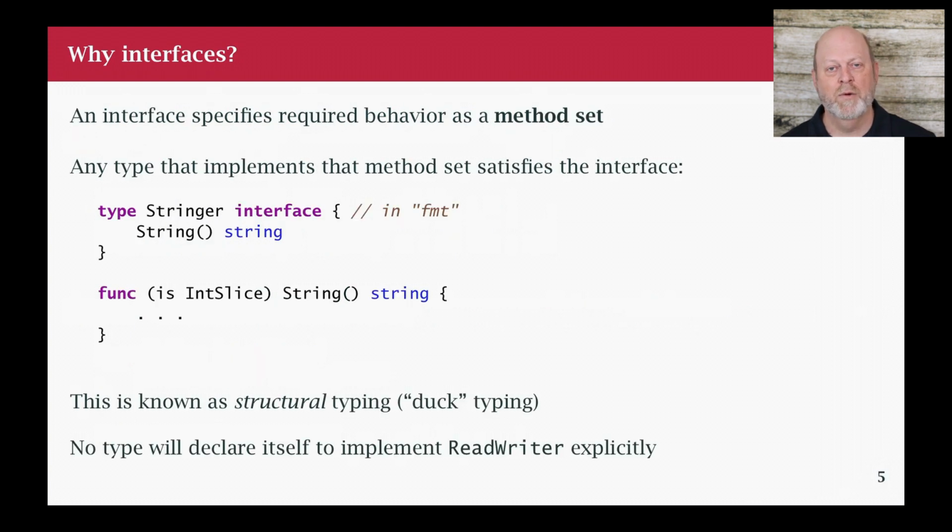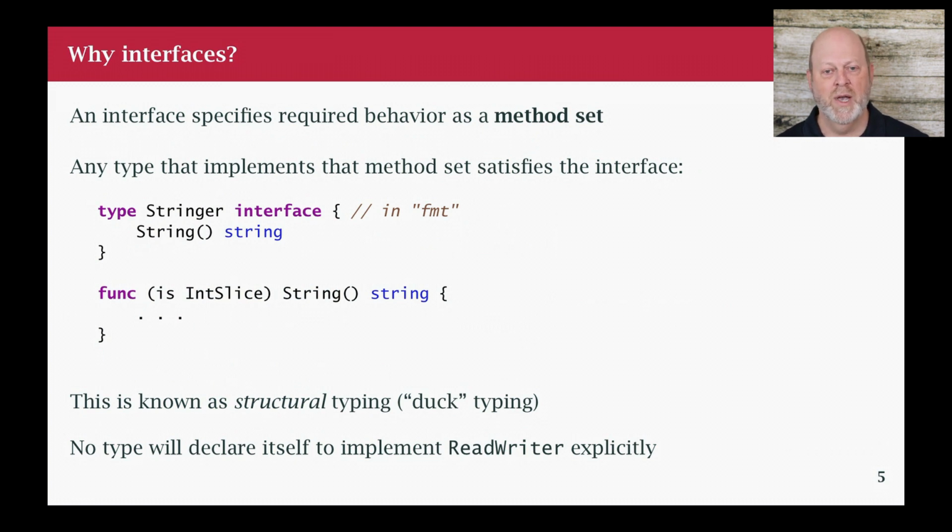So on this slide, I just want to reiterate something I said before, and that is that an interface specifies behavior by a method set. Now, it could be one method, it could be more, and then we have an actual type that implements that method. Now, what you didn't see anywhere is the keyword implements, because it doesn't exist in Go.